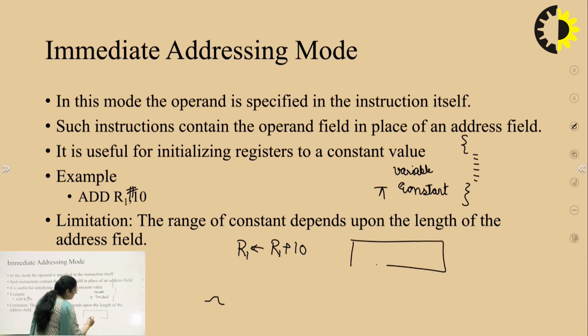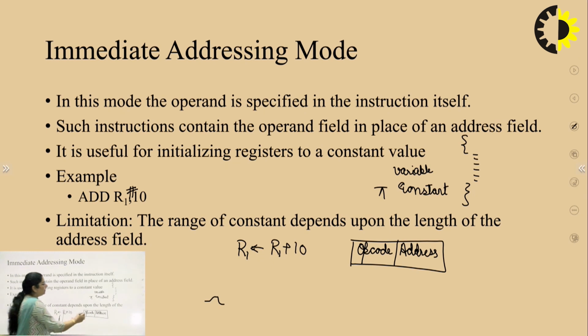In an instruction, as I discussed earlier, we have two fields, an opcode field and an address field. And in the case of immediate addressing mode, in the address field we have the constant operand value itself. It is useful for initializing registers to a constant value. As I discussed earlier, if we need to initialize a value c, which is the speed of light, that will be constant throughout the course of the execution of the program.